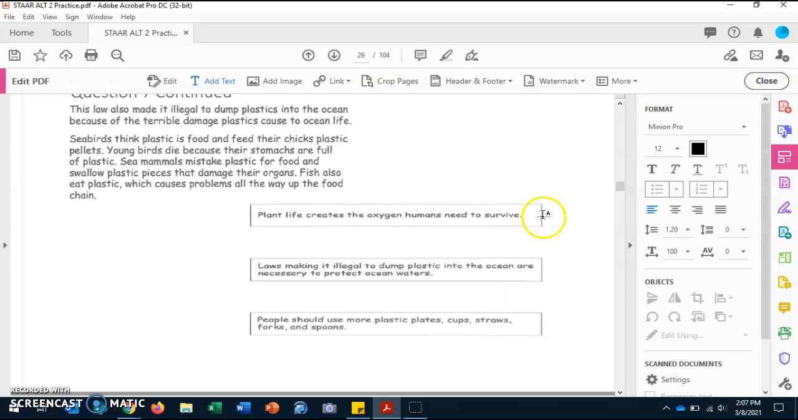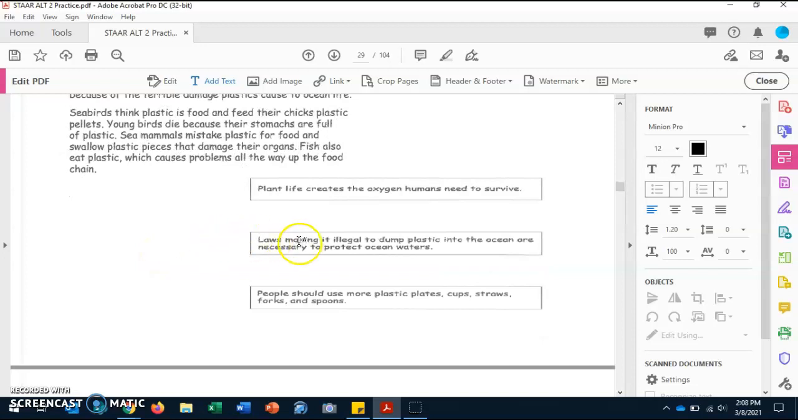No, good job. Here, they're not making us do anything. Here, they're just letting us know that plant life creates the oxygen we need to survive. We need no convincing of that. That is true. Is it that they're convincing us that laws that make it illegal to dump plastic into the ocean are necessary to protect ocean waters? Yes, I think so. This could be a maybe. Right here, I'm going to put a question mark because this might be our answer.